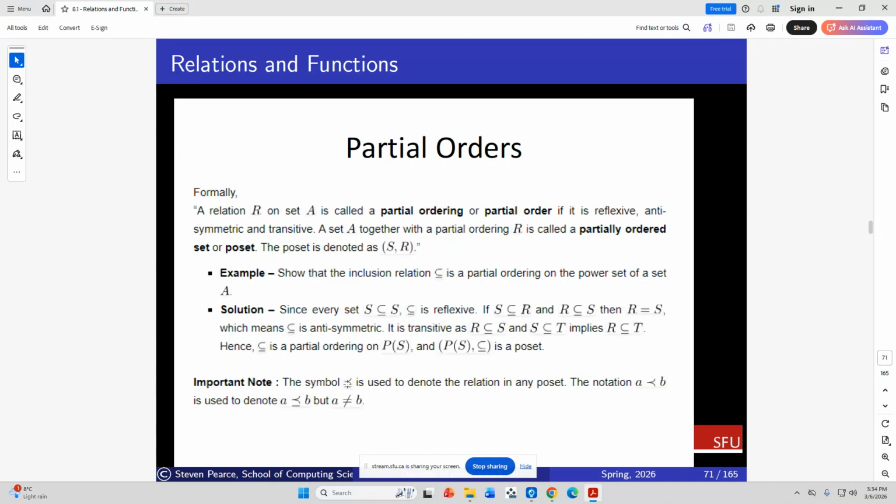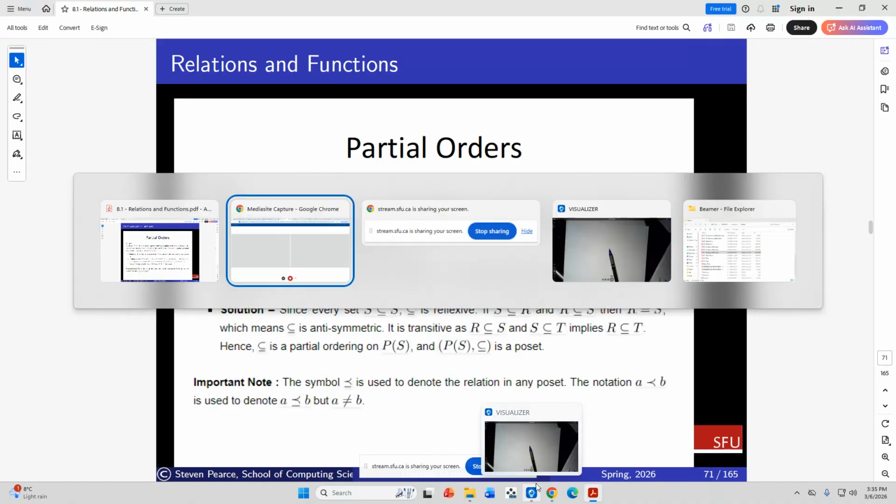The squiggle symbol, like a very weird-looking less than or equal, is used to denote a poset. Okay, so the notation A, that kind of less-than-looking thing, B, I can't remember what this thing's called, is used to denote A precedes B, but A is not equal to B. So it's just like the less than or equal to sign.